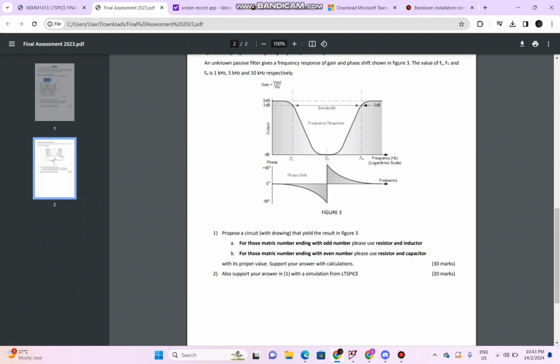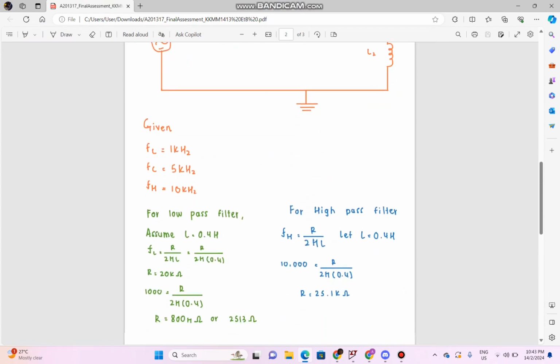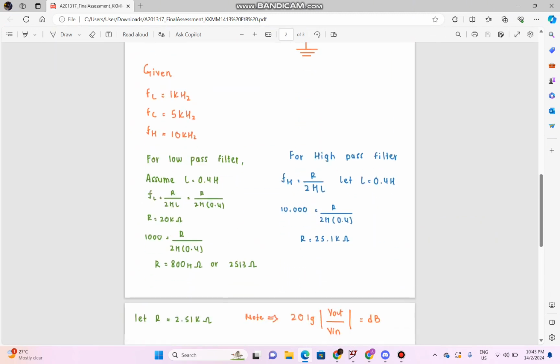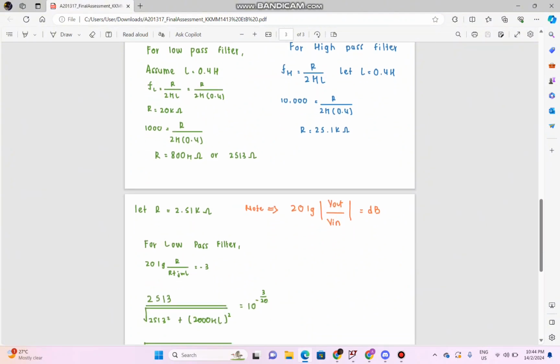For those metric numbers ending with an odd number, please use resistor and inductor. So let's look at this circuit that I proposed and the calculation. For the low pass filter, I assume that the inductor is equal to 0.5 Henry. We use the formula FL equals R over 2 pi L. We sub in the value, then we get the value for R, which is 2513 ohm.